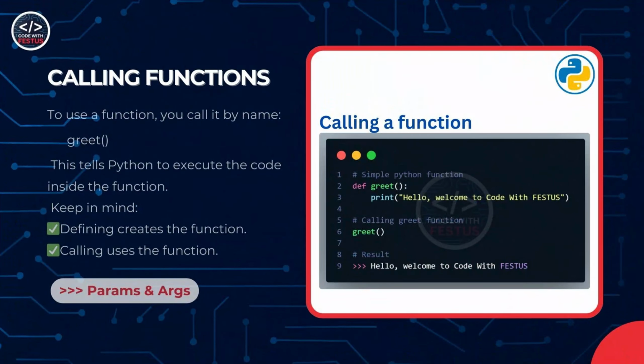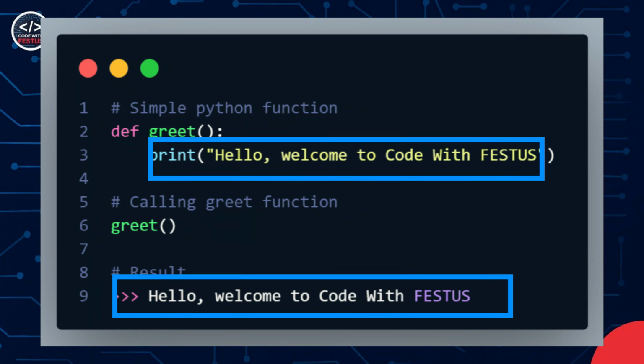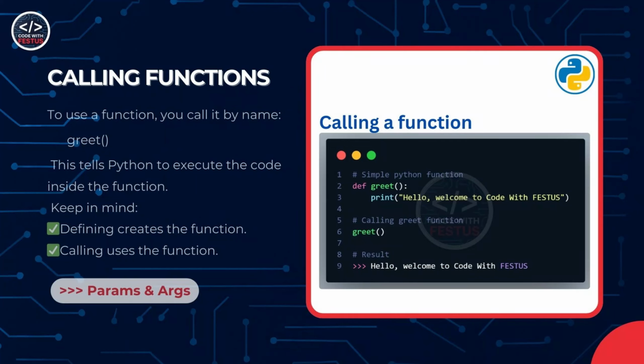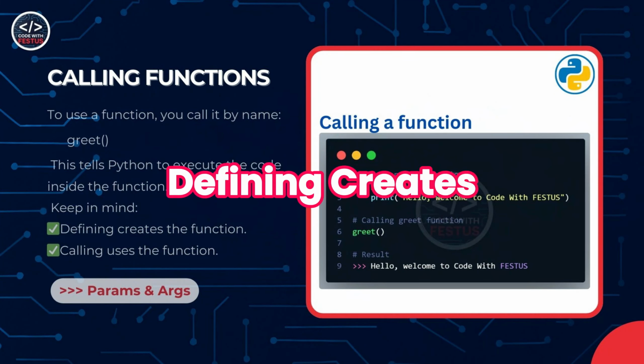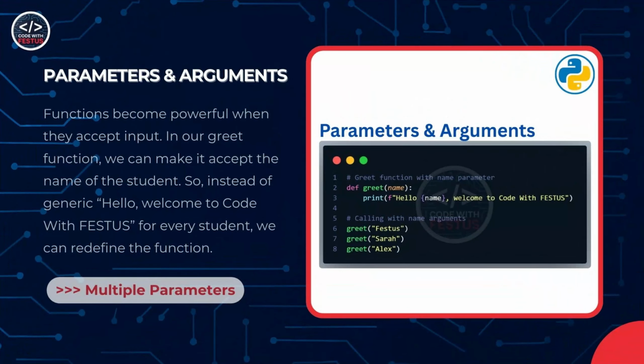So how do we call a function then? To use a function, you call it by name, greet, with open and close parentheses. This tells Python to execute the code inside the function. Keep in mind, defining creates the function, calling uses the function.